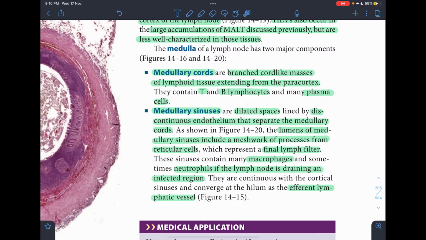These sinuses contain many macrophages and sometimes neutrophils, but only when the lymph node is draining an infected region. They are continuous with the cortical sinuses and converge at the hilum as the efferent lymphatic vessel. So the medullary sinuses later become the efferent lymphatic vessel.